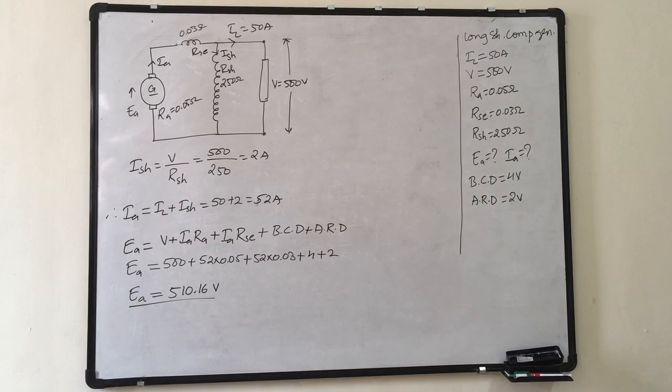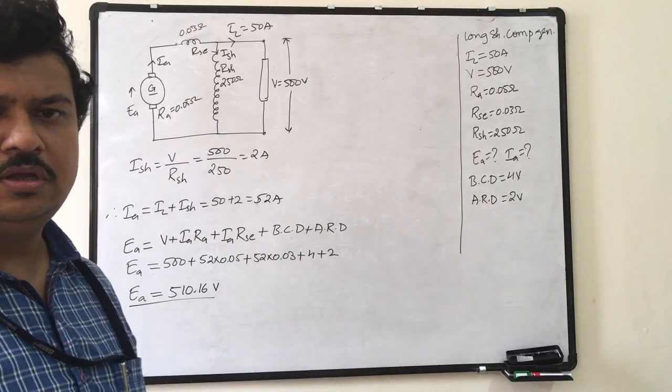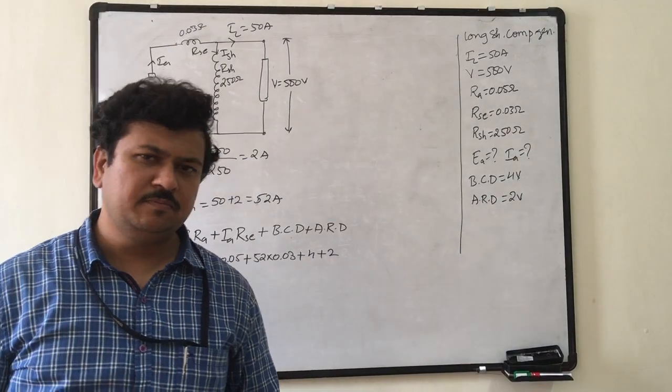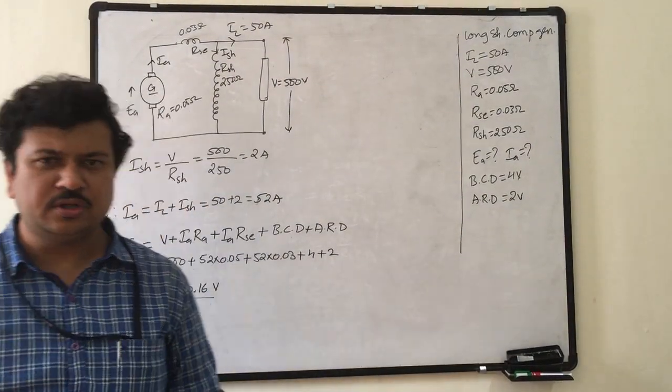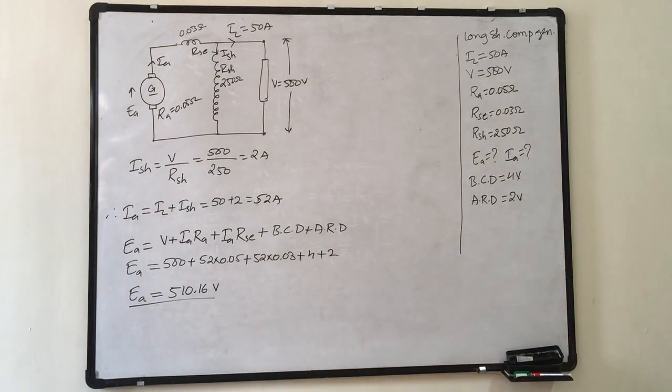So with this example, I will close the DC generator part. In the next lecture, I will be dealing with the DC motor. That will be the last part to be done as per the syllabus content. Okay. So thank you.